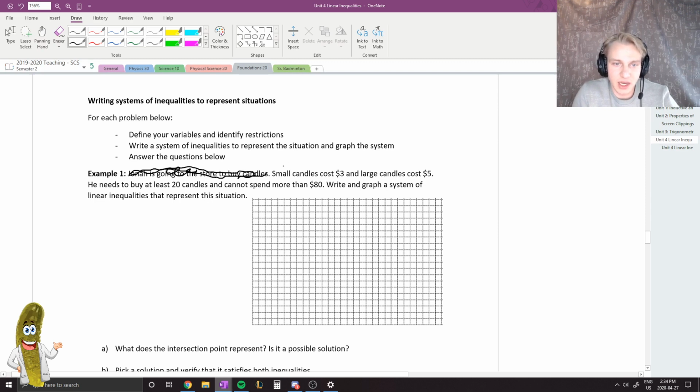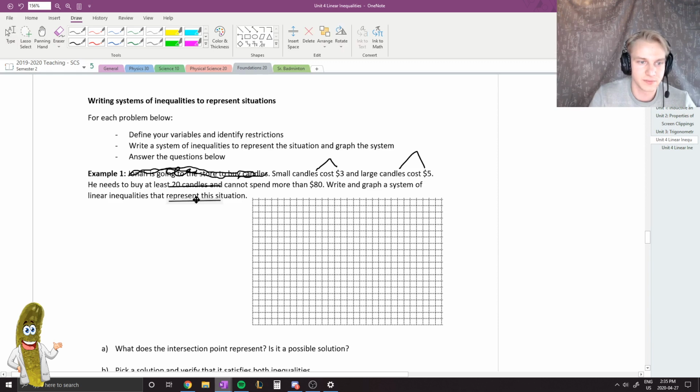When I'm reading through this, I see a couple pieces of information. I see that small candles cost $3. Sometimes I put a little triangle above those just to link them. Large candles cost $5. Awesome. There's another piece of information. He needs to buy at least 20 candles and cannot spend more than $80. Those are really, really key pieces of information. And probably what I would do is I would underline those, if it ever lets me underline, so that I know that those pieces of information must be met.